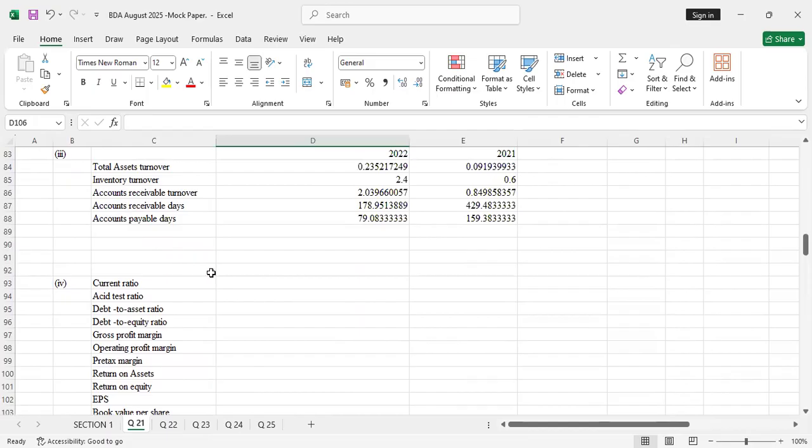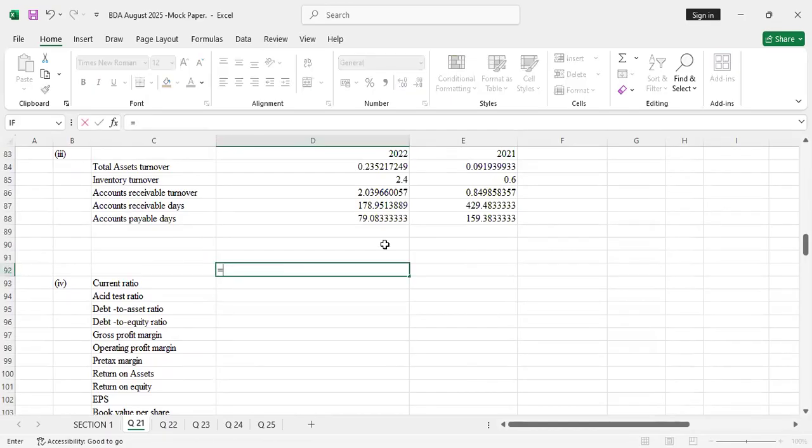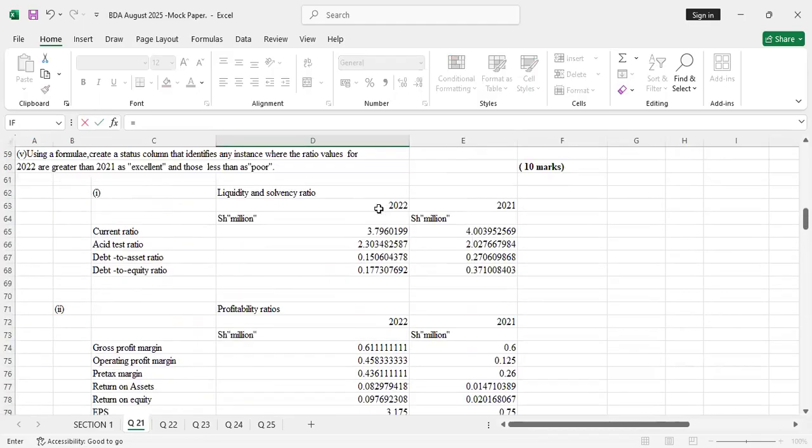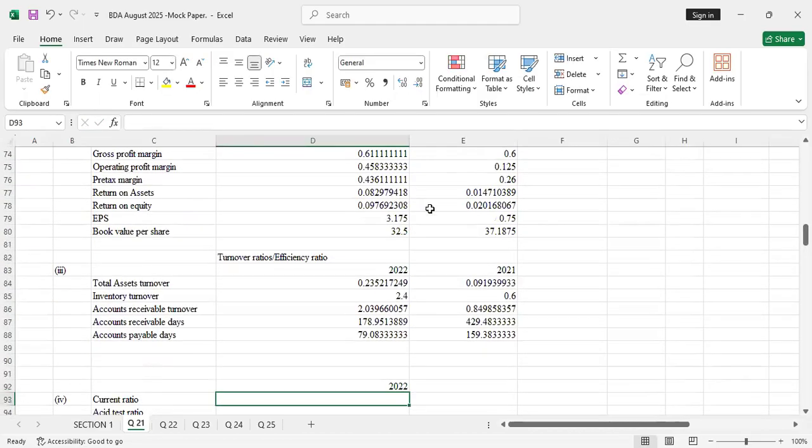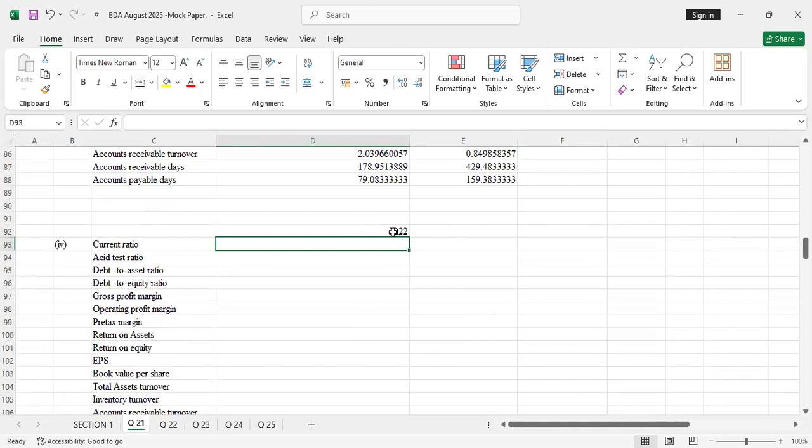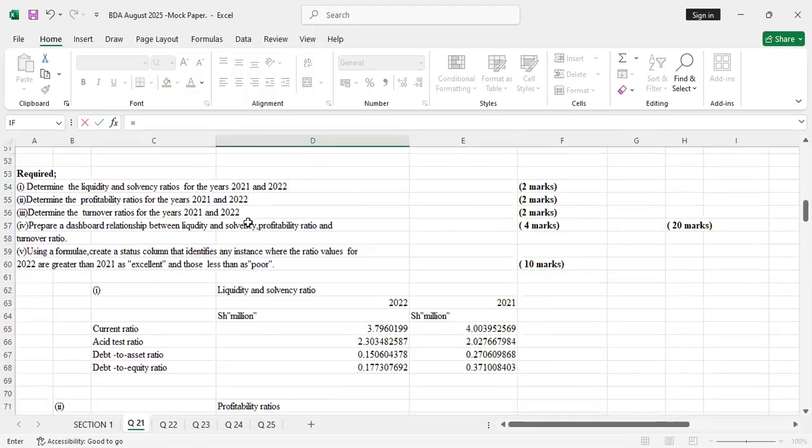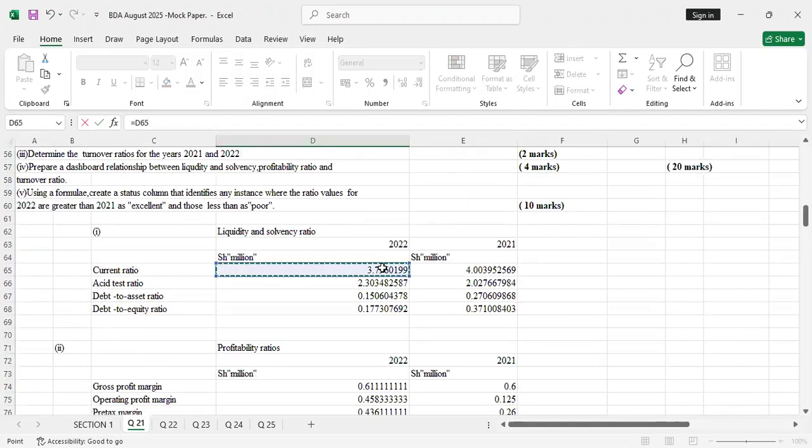Good. So the other thing that we are going to factor here is the years. Here we'll have 2022. Let me just pick it up here, then I'll drag to get 2021. So this presentation will be okay. Here you just say equals to, then you go to pick the current ratio for that.